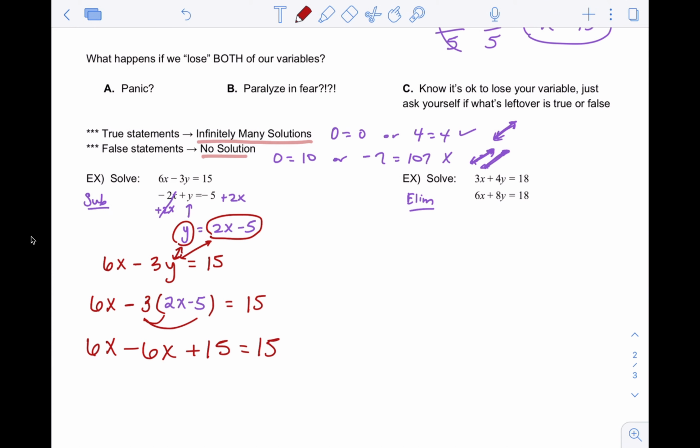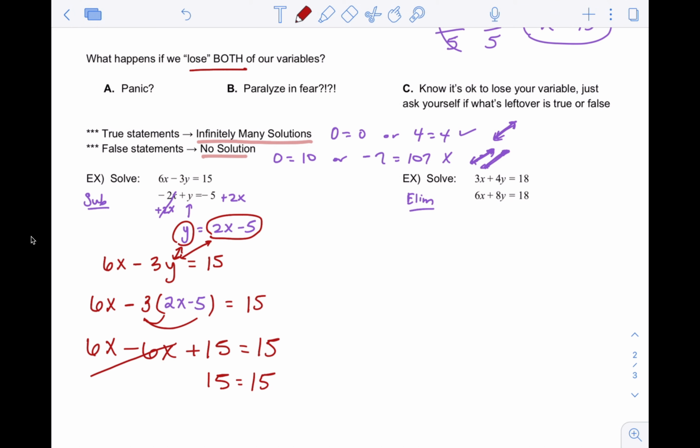When I continue simplifying, I notice that my 6x minus 6x are going to zero out. Oh no, I've lost my variables. I've lost both of my variables. There's nothing left. Do I A, panic? No. Do I B, paralyze in fear? No. Always C. Not always, but in this case, C.